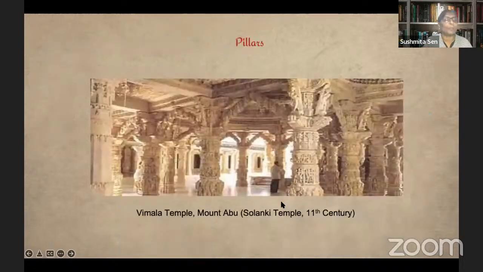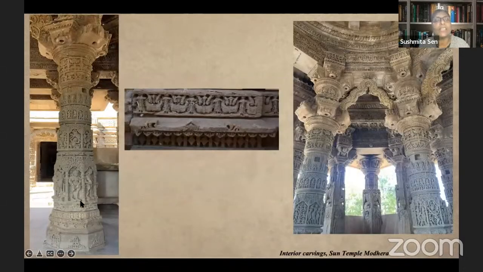And now if we come to pillars, the pillars are beautifully carved. This is one of the pillars of Mount Abu, dated to the 11th century CE. If you see the pillars at a closer angle, the base is octagonal or round. Then it has many panels with either Kirtimukha or dancing figures or just geometrical figures.